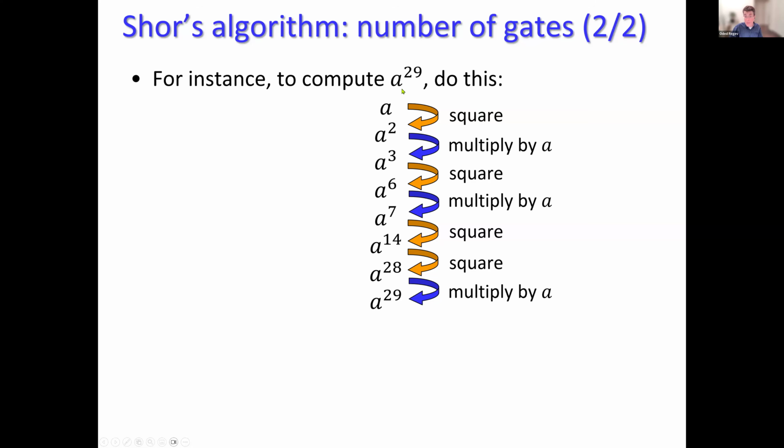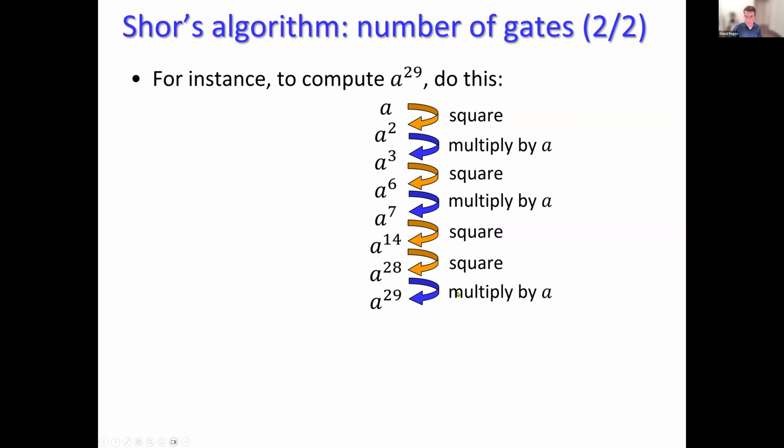So if you want to compute maybe a to the 29, the way you do it: first you square. You start with a, you square, you get a squared. You multiply by a, you get a cubed. You square, you get a to the 6. You multiply by a, you get a to the 7. You square, a to the 14. Square again, a to the 28, and multiply by a, you get a to the 29.